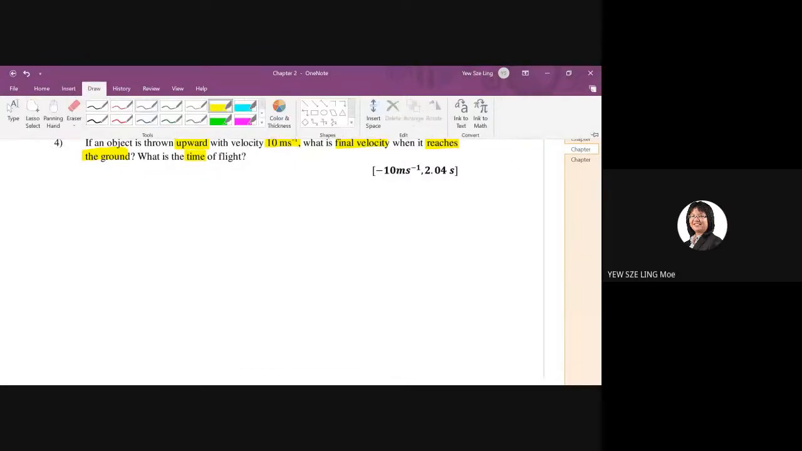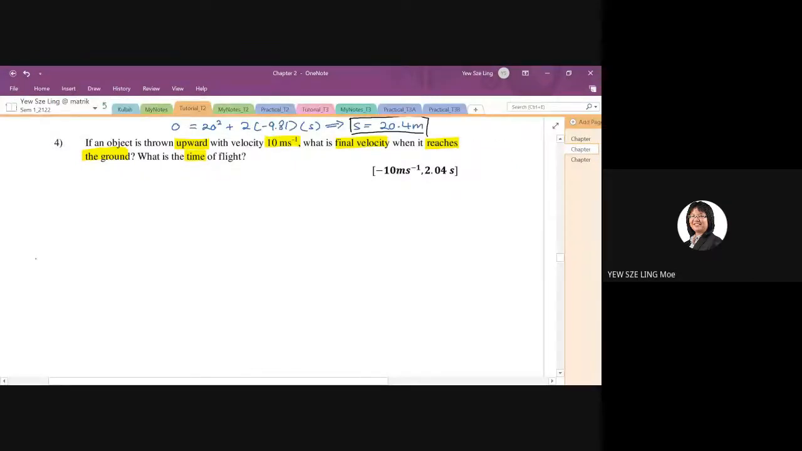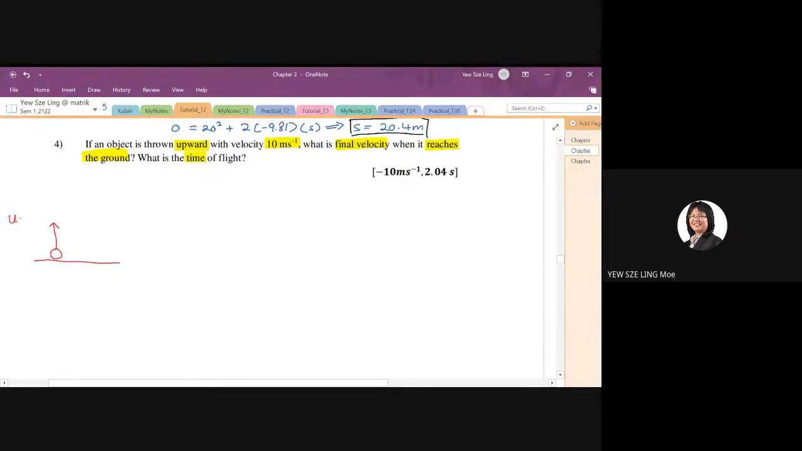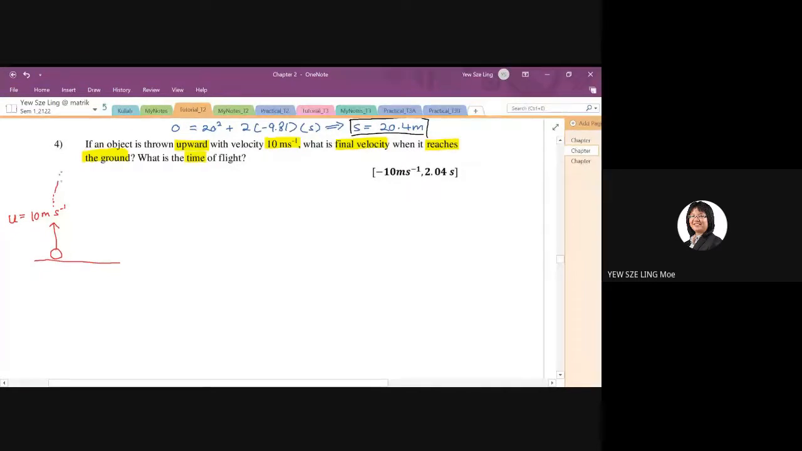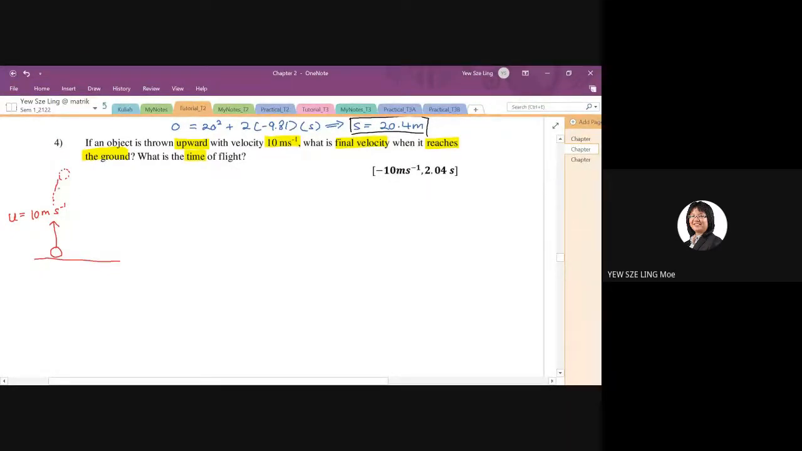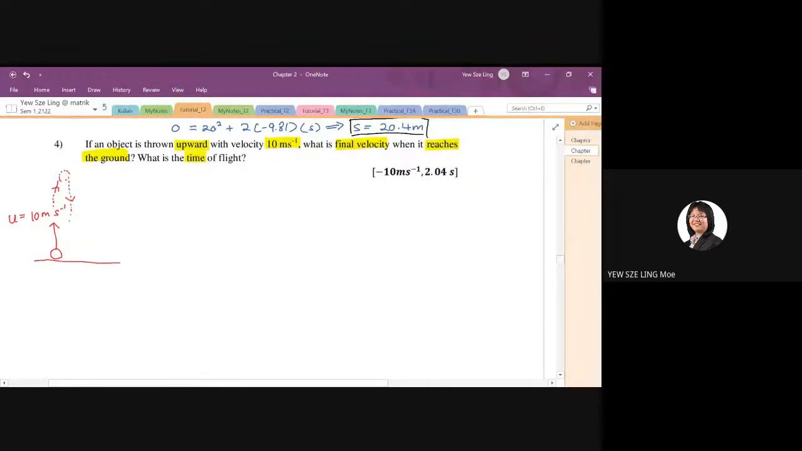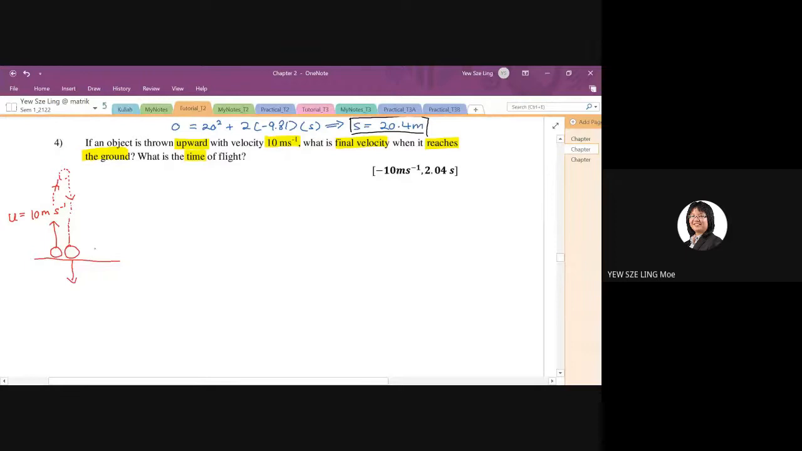Now let us draw a diagram again. So this is the ground. You throw an object upwards with an initial velocity, so you have u equals positive 10 meters per second going up. This object will keep moving up and eventually reach a maximum height. And then what happens? It drops until it goes back to the ground. At this point, your velocity is heading downwards because the object is dropping.